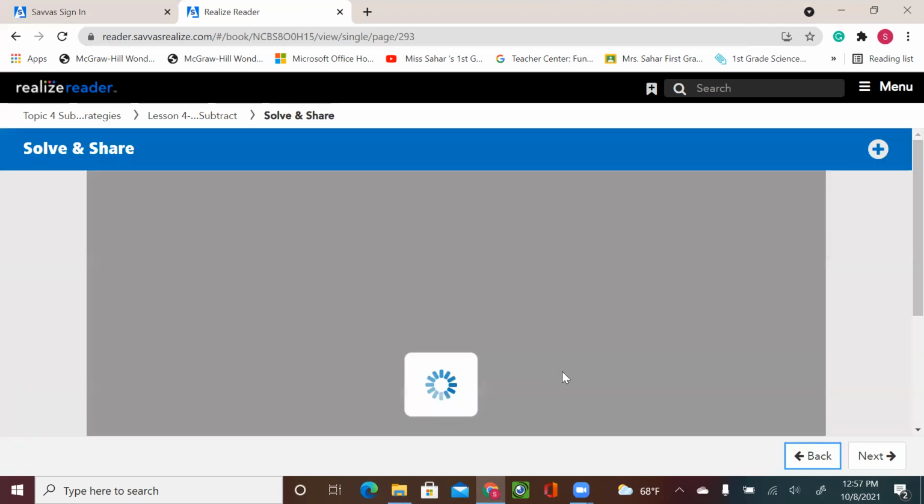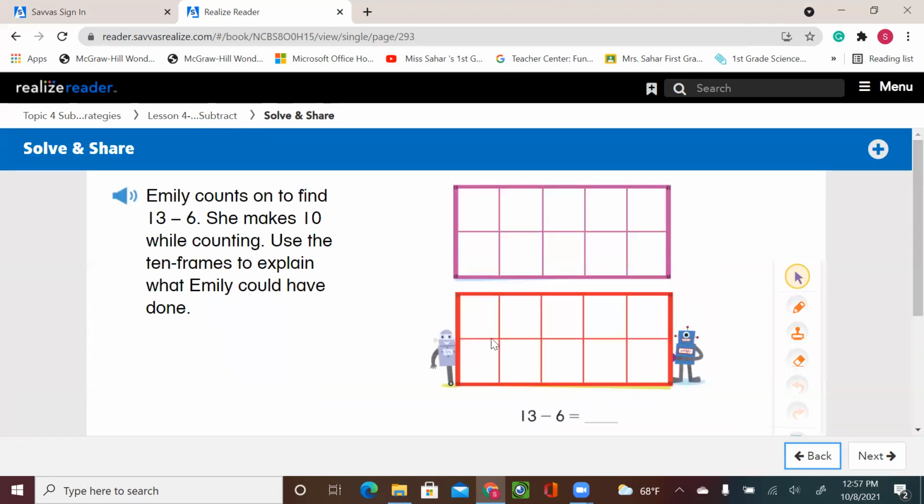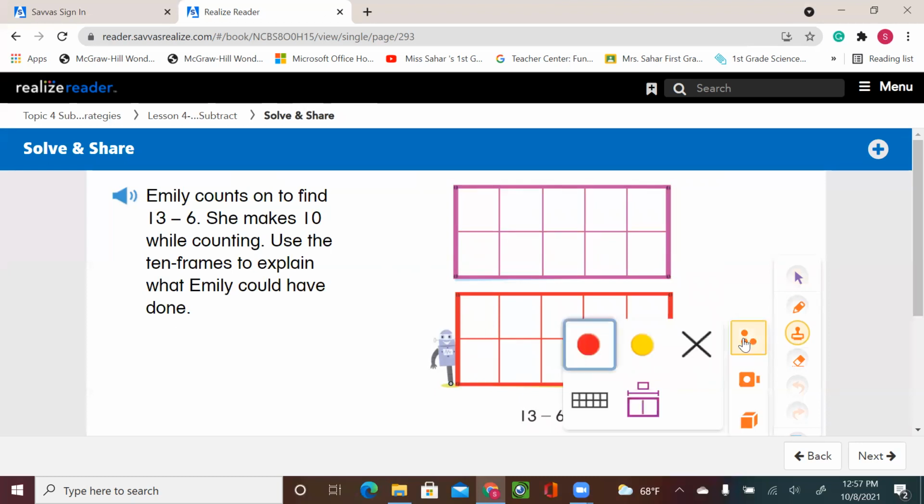So if you want to use what we just watched to answer this question, let's see again. Emily counts on to find 13 minus 6. She makes 10 while counting. Use the 10 frames to explain what Emily could have done. So remember, we can say 13 take away 6. So what am I taking away?